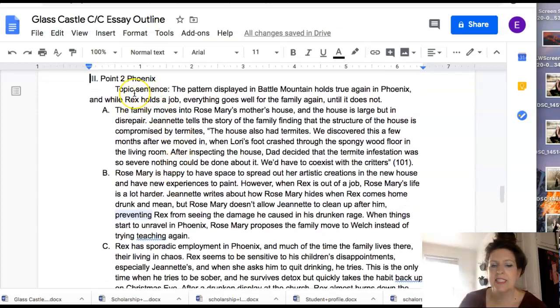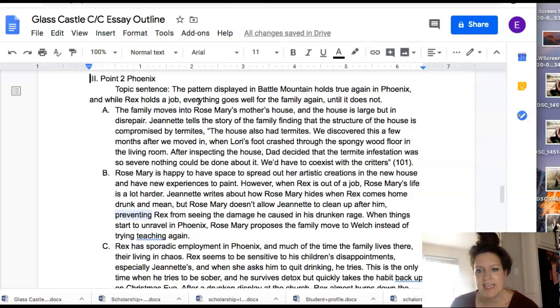Okay, my topic sentence here, the sentence that says everything I'm going to talk about in this paragraph: The pattern displayed at Battle Mountain holds true again in Phoenix, and while Rex holds a job, everything goes well for the family again. Until it doesn't, right? Again, he loses his job and everything spirals more darkly out of control. But first, I talk about the living condition, right?